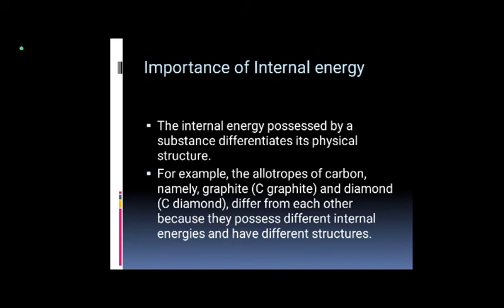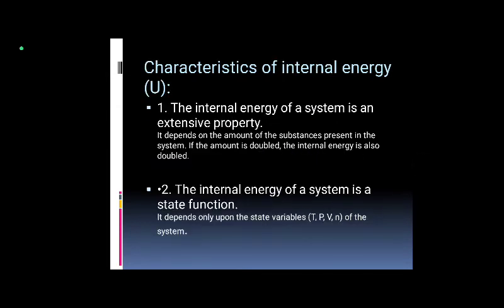So now we will see what is the importance of this internal energy. The internal energy possessed by a substance differentiates its physical structure. For example, allotropes of carbon we know. Graphite is an allotrope of carbon, diamond, coal, right? They differ from each other because they possess different internal energies and have different structures. So the first importance is that internal energy differentiates its physical structure.